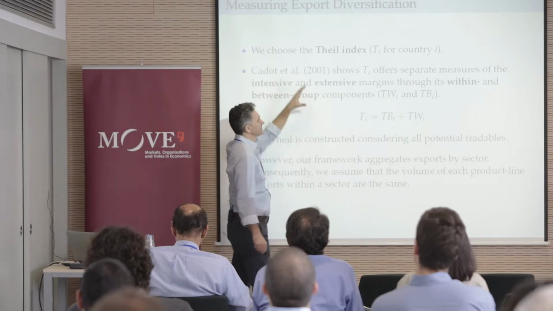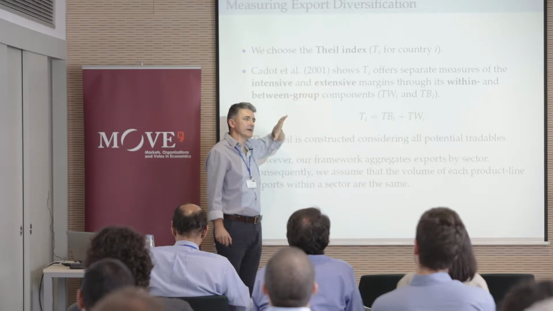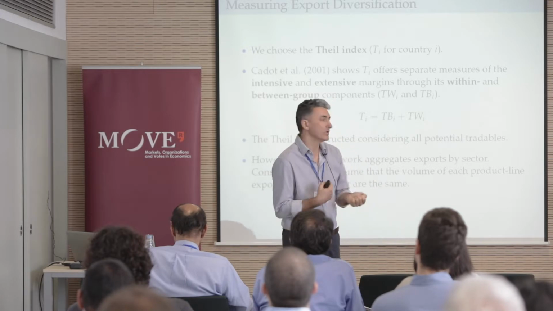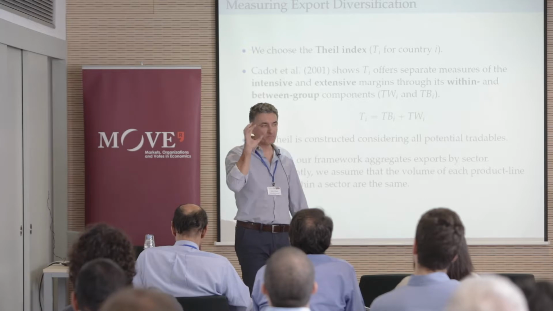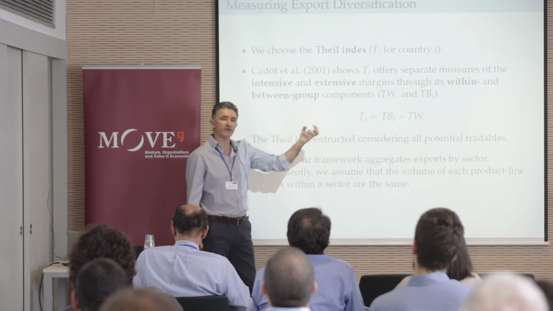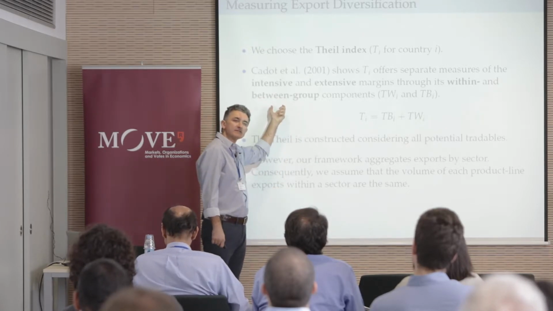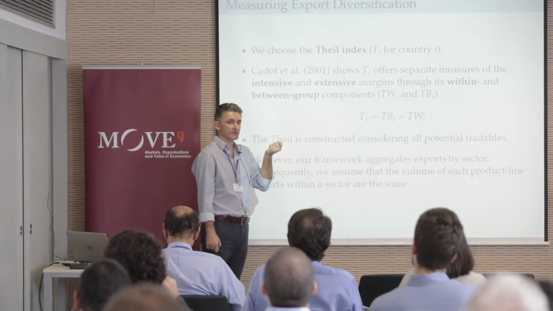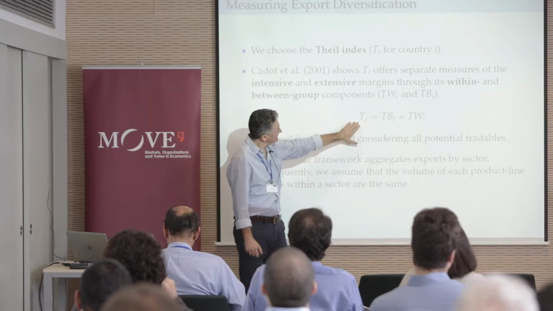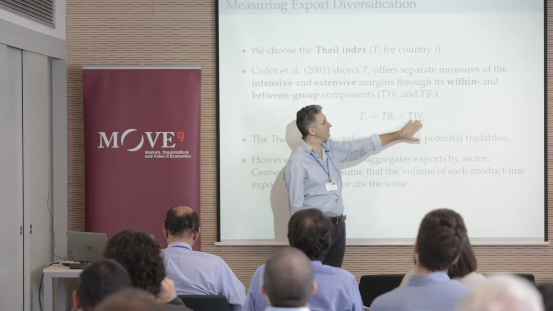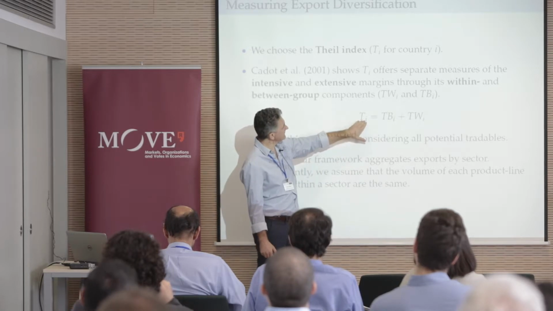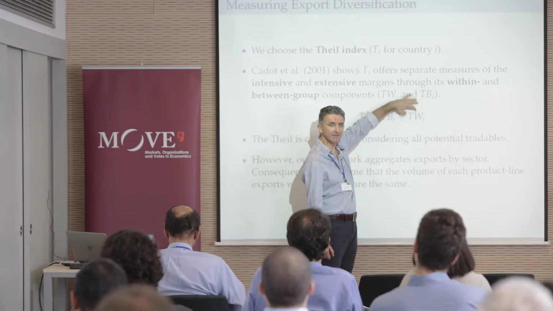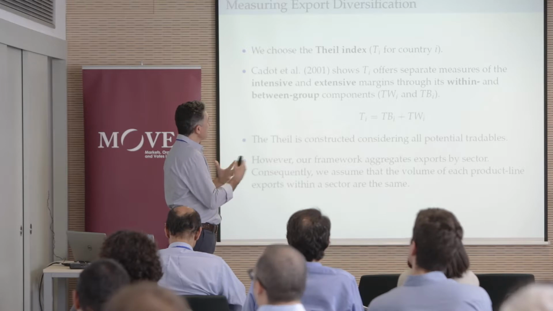A nice property, which Cadot and co-authors show, is that the Theil index can be decomposed into a between component and a within component. What Cadot and co-authors do is show that there is a perfect mapping between the between component of the Theil index and the export extensive margin, and between the within component of the Theil index and the intensive margin of diversification. So I can write the Theil index as the between component plus the within component. As I said, this is like writing the Theil index as the evolution of the extensive margin plus the evolution of the intensive margin.